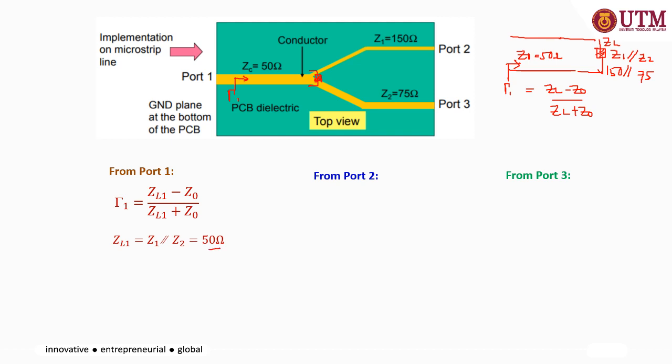From there you can get 150 in parallel to 75 ohm equal to 50. So your ZL is 50 ohm, and the line impedance is 50 ohm, right? So you get the reflection coefficient gamma 1 at port 1 equal to 0, in which we can say that port 1, or transmission line 1, is in match condition.